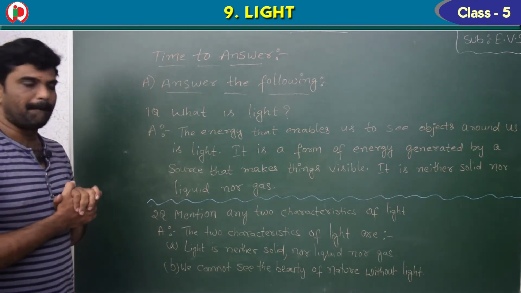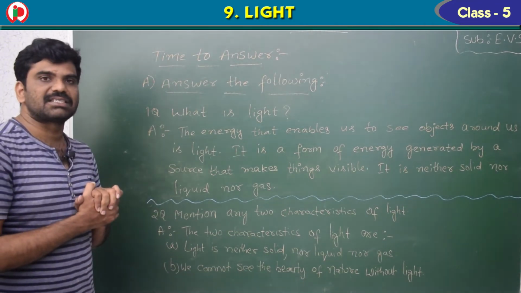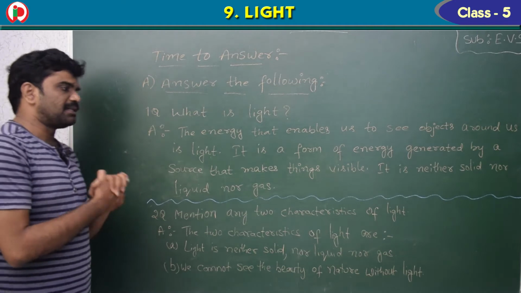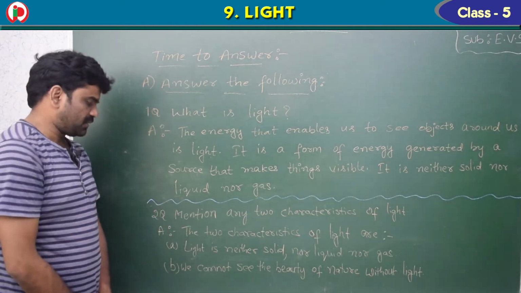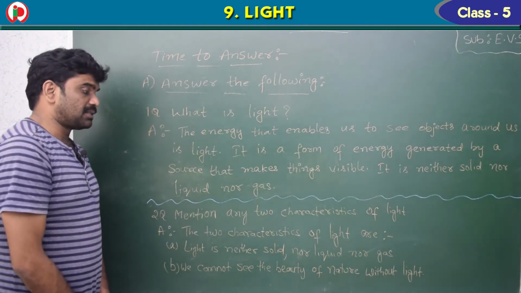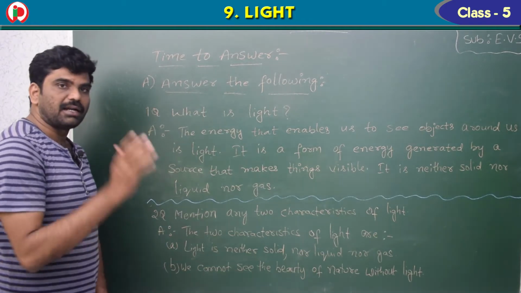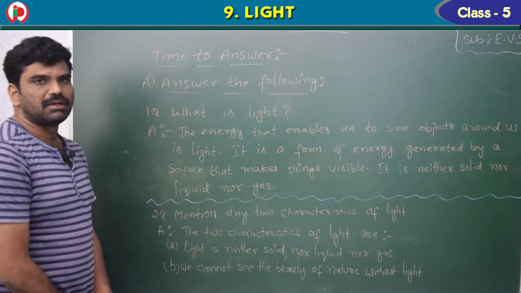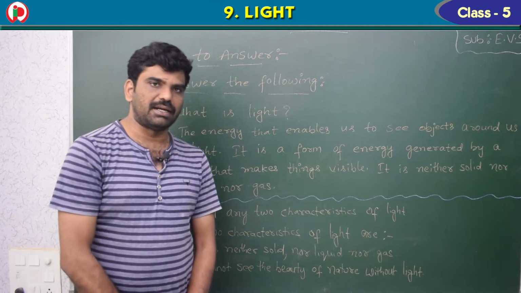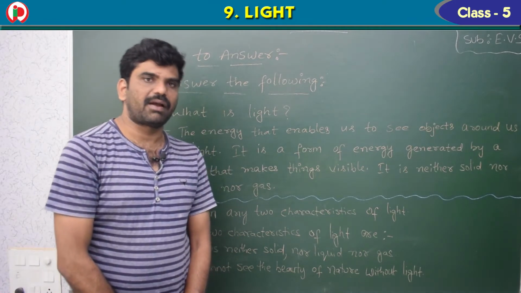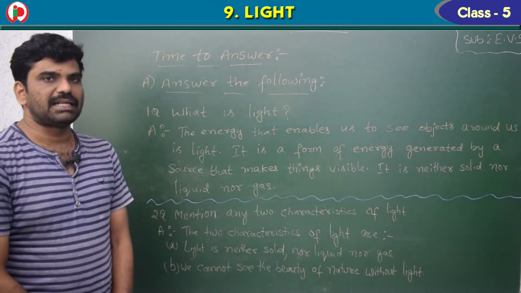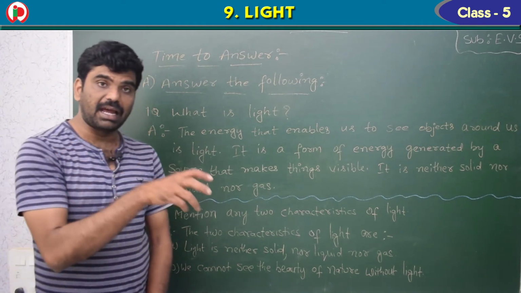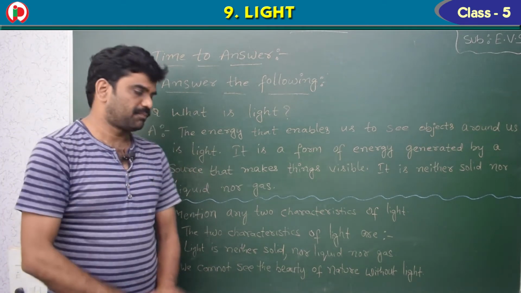Second question, mention any two characteristics of light. So properties or characteristics means, the two characteristics of light are, as I already told you in the first answer, light is neither a solid, nor a liquid, nor a gas. But light travels in the form of a ray or in the form of a beam.